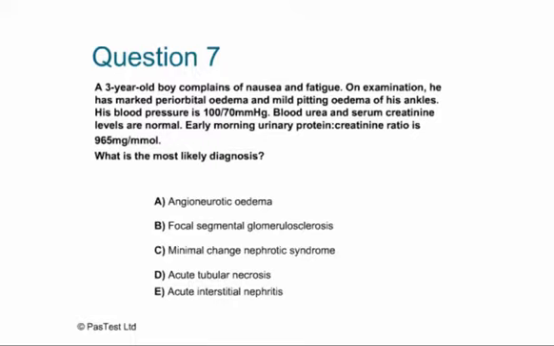Well, clearly the most likely answer is minimal change nephrotic syndrome. This is a young boy who's got significant edema. He's normotensive, and significantly, he has a strikingly elevated urinary protein to creatinine ratio. The normal level would be less than 20, and this is really very high and well into the nephrotic range. So the most likely diagnosis is going to be minimal change.